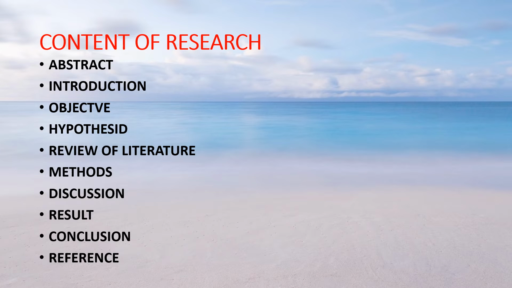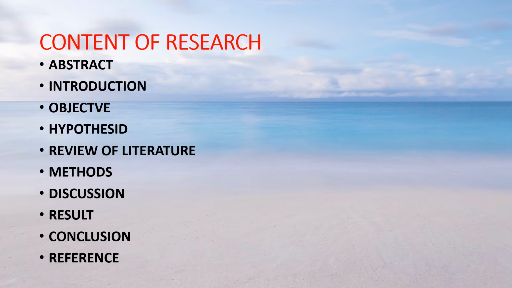Then the hypothesis: what is the result you are expecting. Then review of literature. Review of literature means studies and theories already done by someone, and you have to use that research to shed some light on your research or to support your research. You have to write the reviews. Then method: what type of method you are using, that you have to write. Then you have to do the discussion, what is the effectiveness. Then you have to write the result. At last you have to write the conclusion and references.